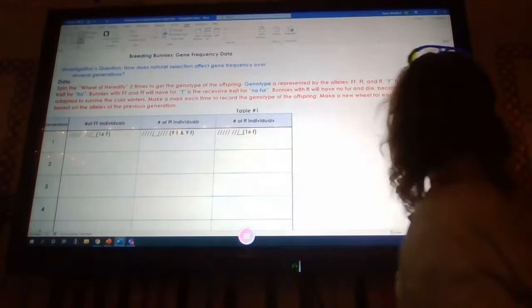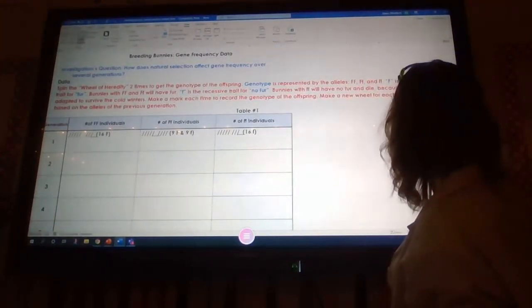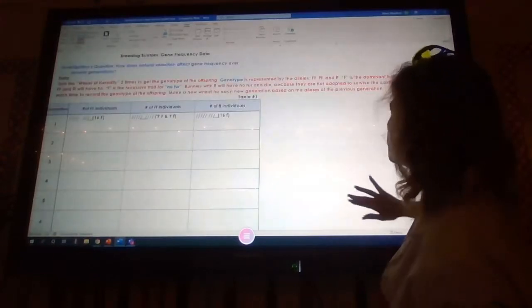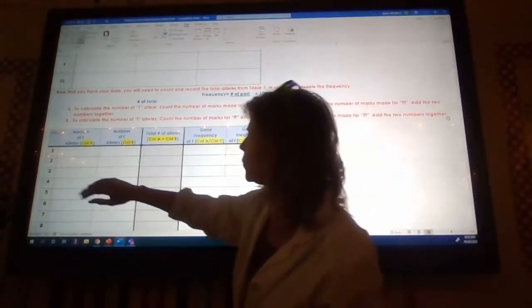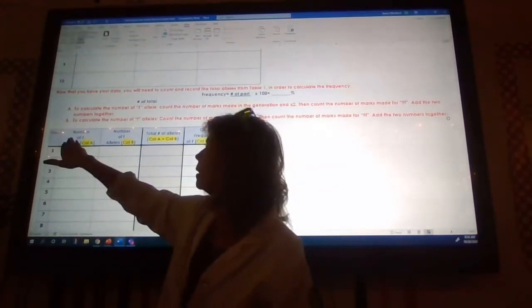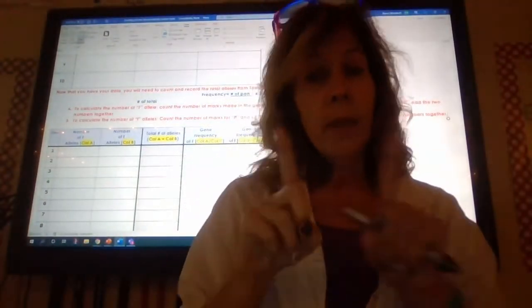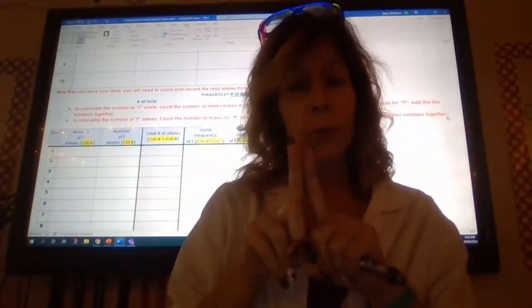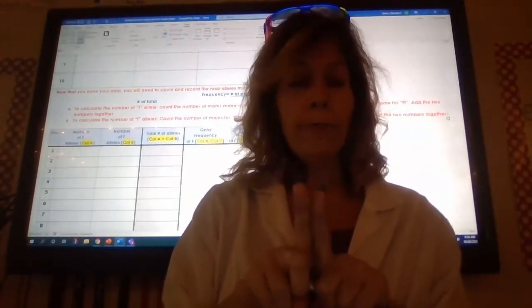Okay, then today we're going down to, so this should have all been filled out last night. There we go. And so today we're going to look and analyze that data. So on data table 2, notice it says, here you have your generation number on this side. Number of F alleles. And now we're talking about the single alleles, not the genotype. Genotype is 2 of them. The allele you get from your mother and the allele you get from your father.